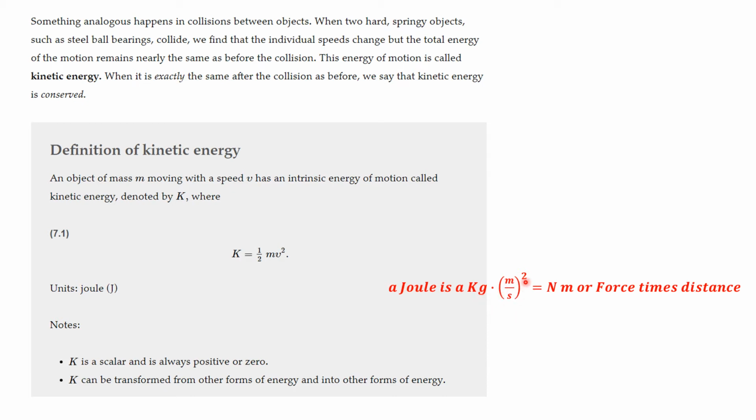But you see, a kilogram meter per second squared is m times a, or a newton, times a meter, or this is force times distance. It's going to be useful for you to remember this equivalence here. Note that kinetic energy is a scalar and is always positive or zero. And K, the kinetic energy, can be transformed from one form of energy into other forms of energy.